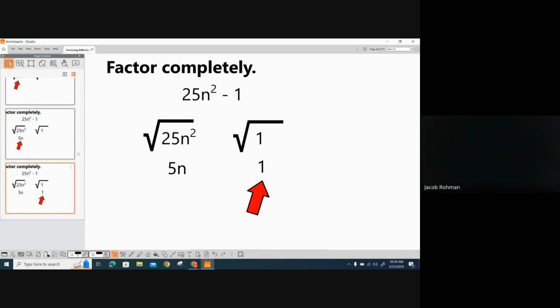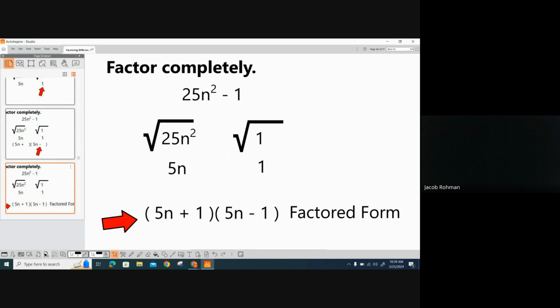So creating the binomials, then we put the 5n in the first spots. We have the plus and the minus sign. And then we have the 1 in the second spot. So this is our factored form. 5n plus 1, 5n minus 1.